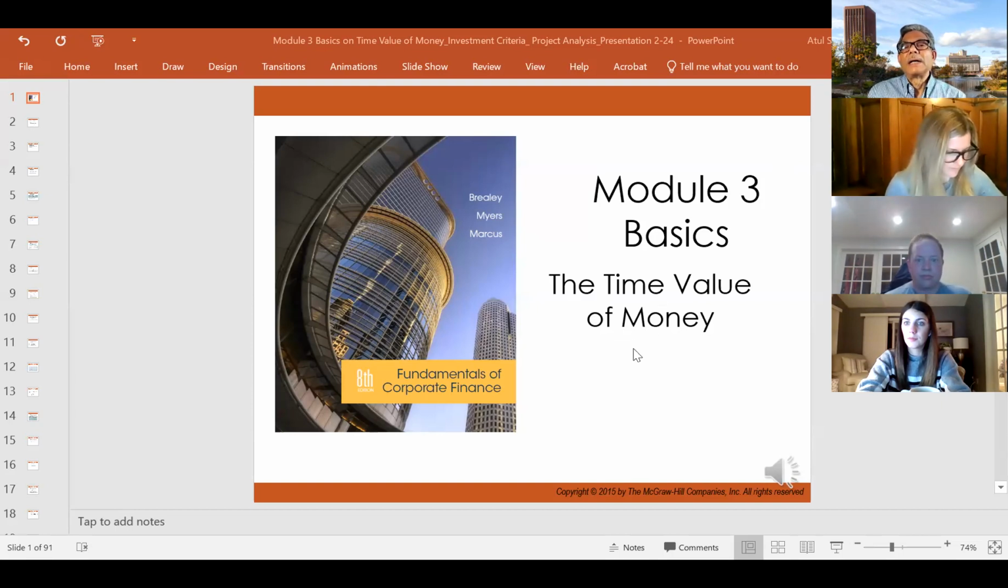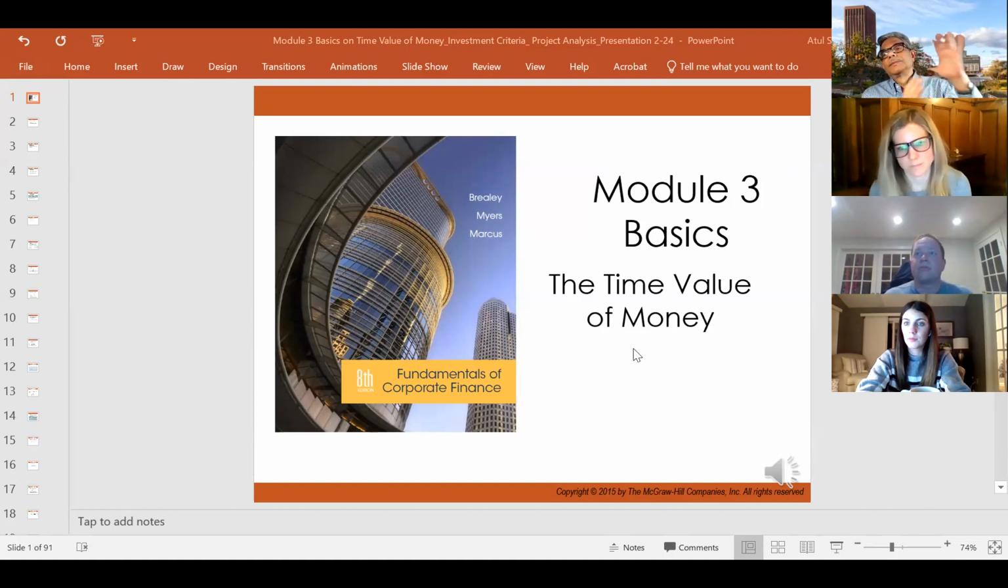And we'll start with the time value of money. The basics, we'll go through those and then tie them to the investment decisions and then move on from there. So we'll start with Chapter 5, Time Value of Money.